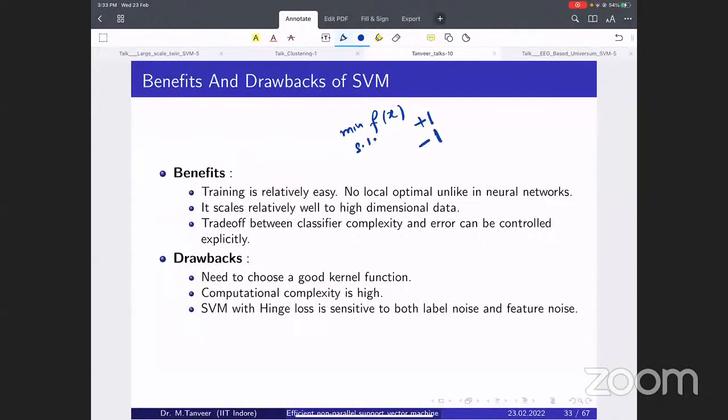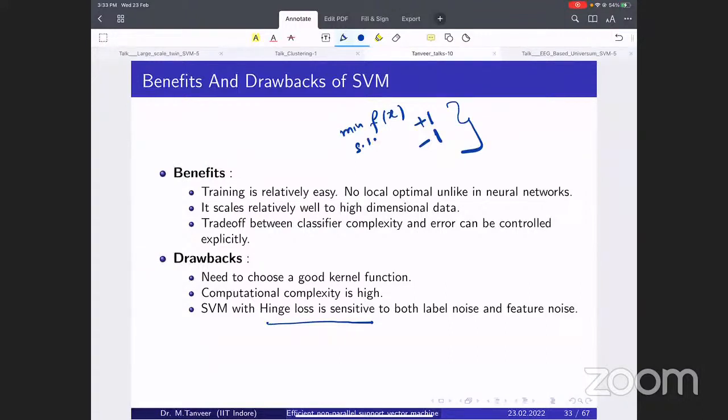So we'll try to resolve this issue in this lecture. We will discuss a formulation that will handle this issue, and also we'll try to address the sensitivity that SVM with hinge loss has to both label noise and feature noise.